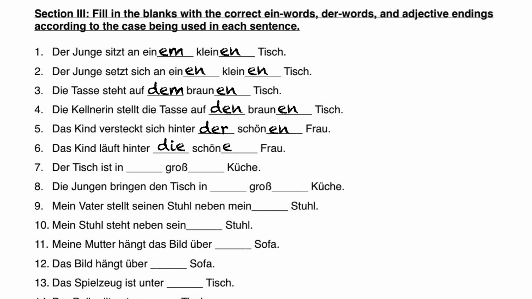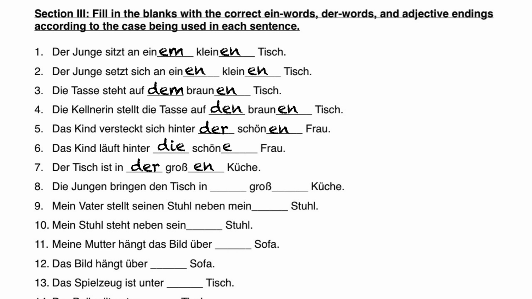Der Tisch ist. The table is. Küche is kitchen. So we want to say the table is in the kitchen. We don't say to where is the table, we would say where is the table. It's a location, so we have to use here in der großen Küche. The table is in the large kitchen.